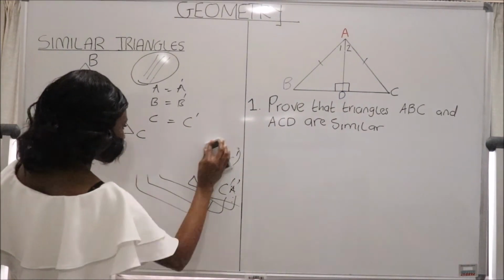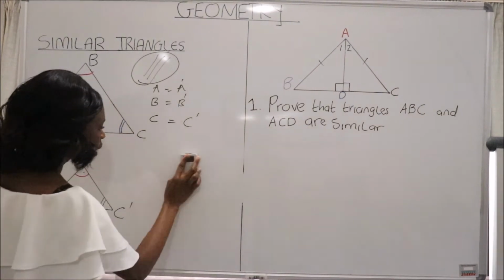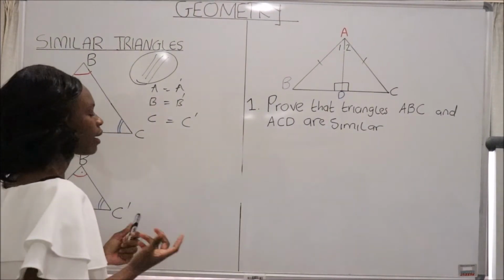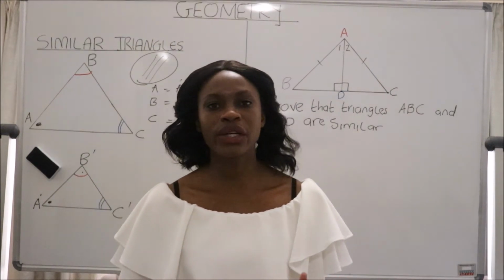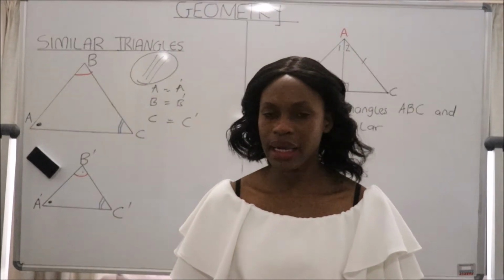I hope you guys understood that after proving that the angles are equal, you must write thereof, that means that the first triangle and the second triangle are similar to each other, and the reason is AAA, which is angle, angle, angle.